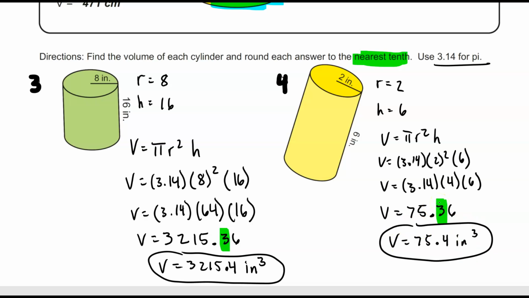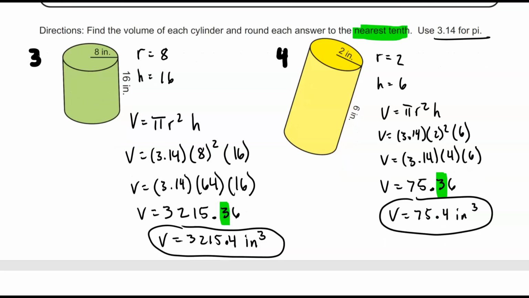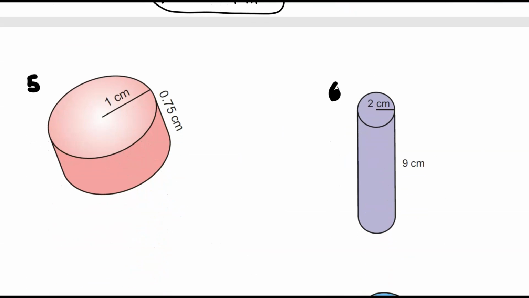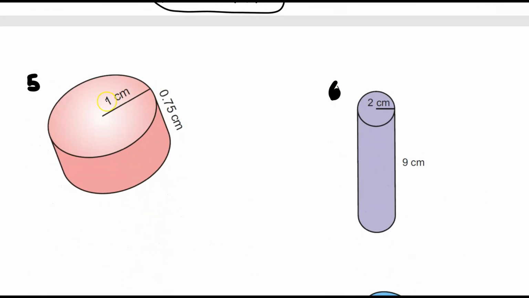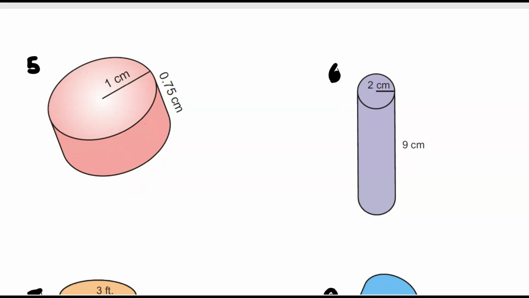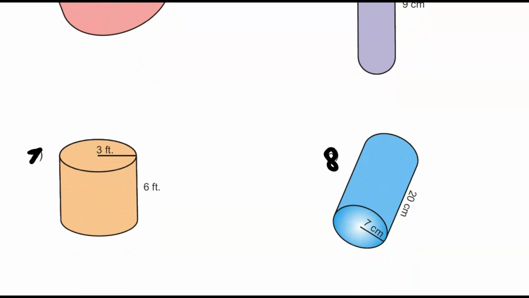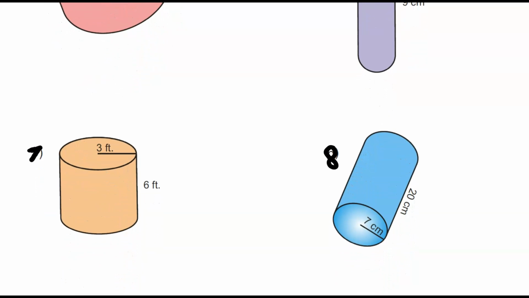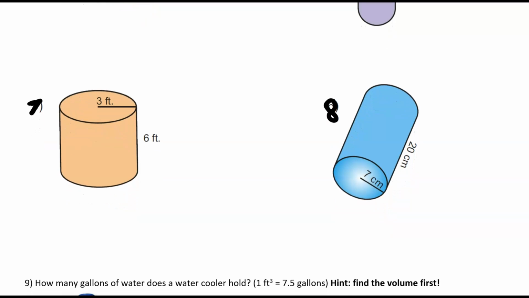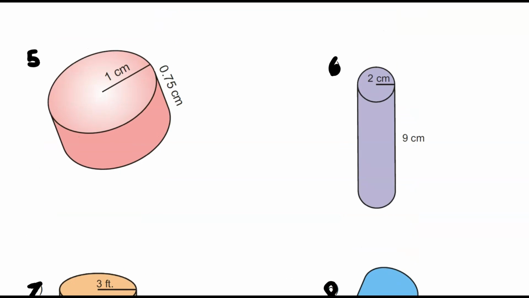So we've done 1, you got to do 2, we've done 3 and 4. On the back side, I'm going to have you do number 5. You've got a radius of 1, you've got 0.75 as your height. 6, you've got a radius of 2, you've got 9 as your height. 7, you've got a radius of 3 and 6 is your height. And 8, you've got a radius of 7 and 20 is your height. So make sure that you're writing these out.